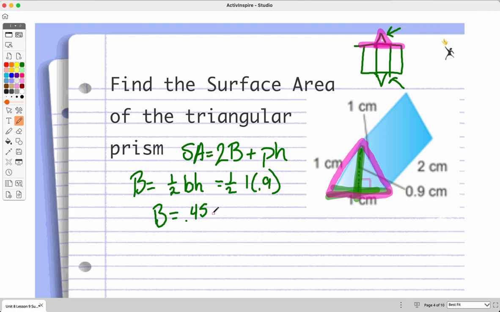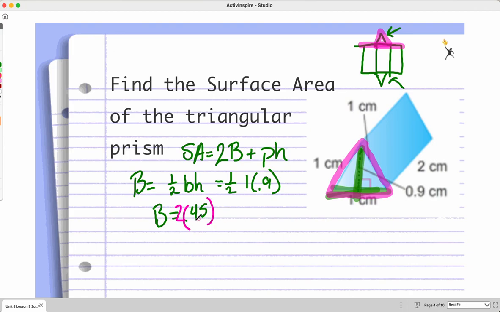So 2 times the base, 0.45, plus the perimeter, which is 3, times the height, which in our case is 2. It's always that same distance, the opposite distance off of one of those points, okay? So times 2. So 2 times 0.45 is 0.9 again, plus 6. So my surface area is going to be 6.9 centimeters squared, okay?